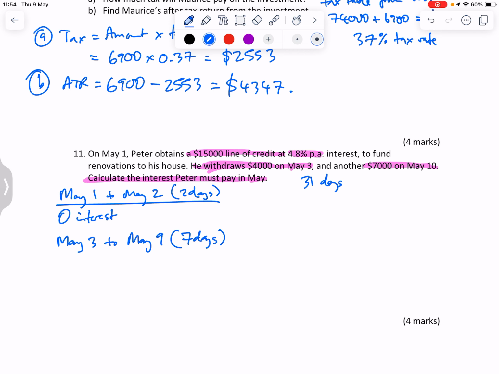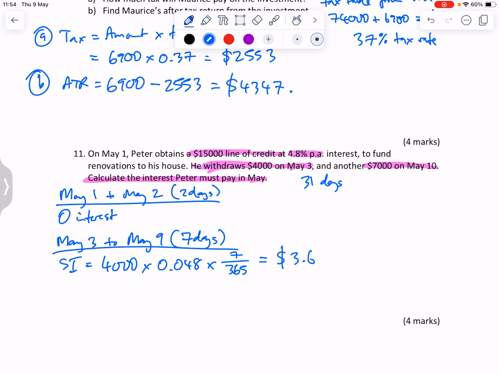SI is equal to how much have we drawn? 4 grand. Times by the interest rate as a decimal, 0.048. Times by the number of days, which is 7 over 365. 7 divided by 365 times by 0.048 times by 4 grand. He's going to pay $3.68 interest to 2 decimal points.